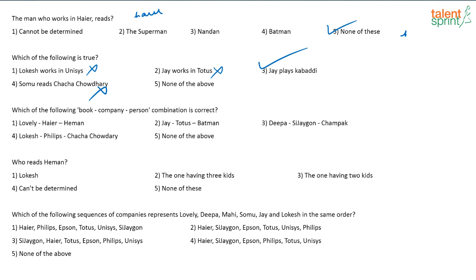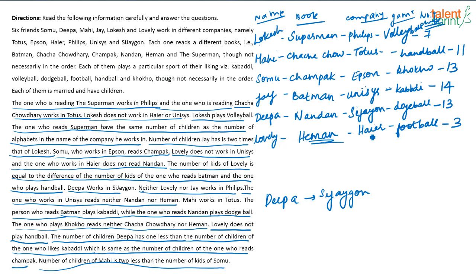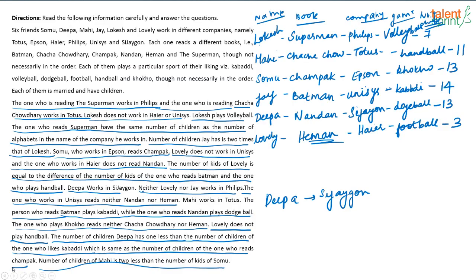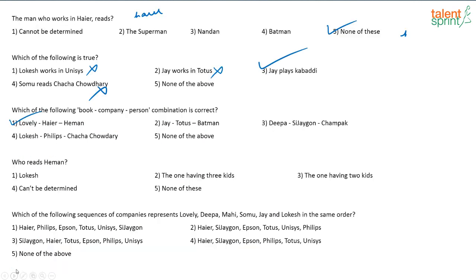Next one. Which of the following book, company, person combination is correct? Lovely, He-Man, Hire. So that is correct. Who reads He-Man? Lovely reads He-Man. How many children does Lovely have? Lovely has 3 children. So I can say the one who has 3 kids.